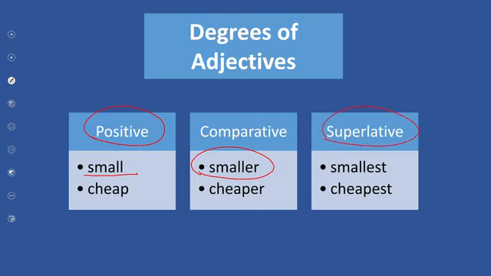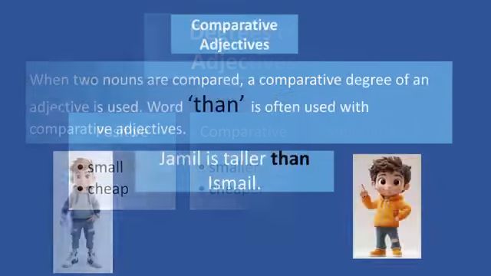For example, you can clearly see on the board the positive of small, then it becomes smaller when you change it into comparative, and its superlative degree is smallest. Same goes with cheap, cheaper, and cheapest.